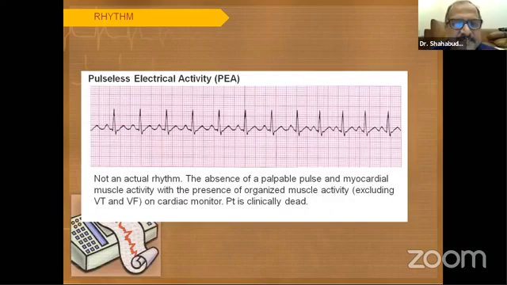Pulseless electrical activity: here there is no pulse, but there is organized electrical activity of the heart, and it is a grave condition. There is no palpable pulse and no myocardial muscle activity despite the presence of organized electrical activity, excluding VF or VT on cardiac monitoring. The patient is clinically dead, but we are getting the complexes on ECG.